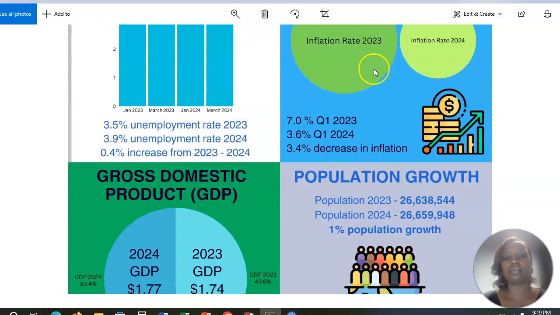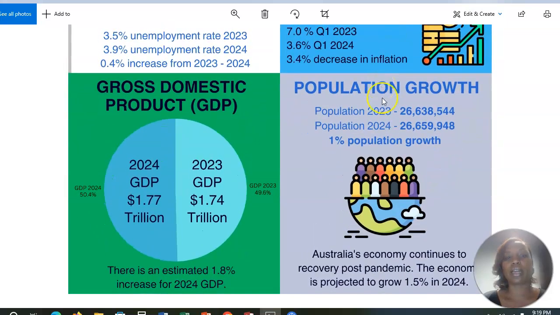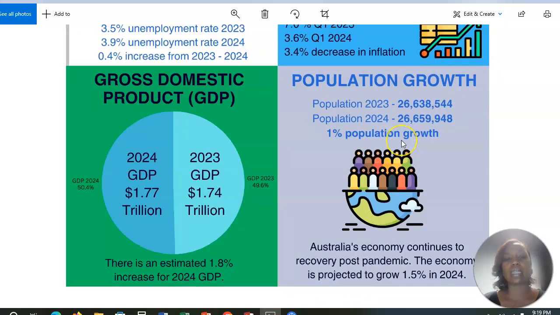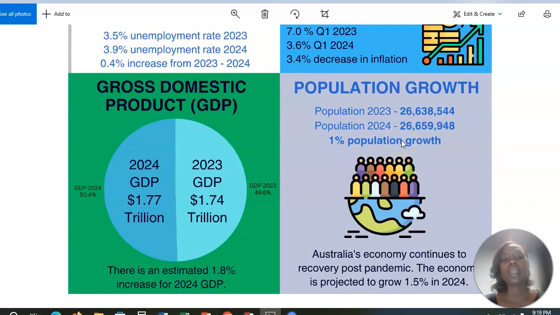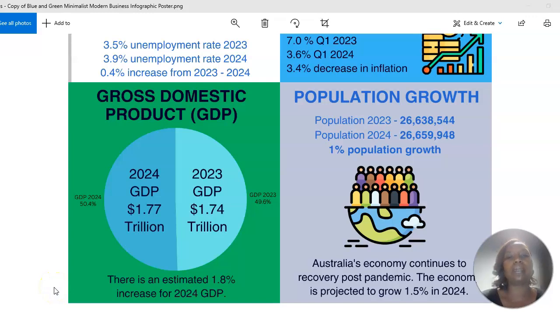The third indicator that I took a look at was gross domestic product, so the GDP. So in 2023, the GDP was at $1.74 trillion. There is a projected increase of 1.8%, where the GDP should go up to $1.77 trillion. So it might not sound like a big increase, but that particular amount of money is really having more jobs, produce more products, and having more items.